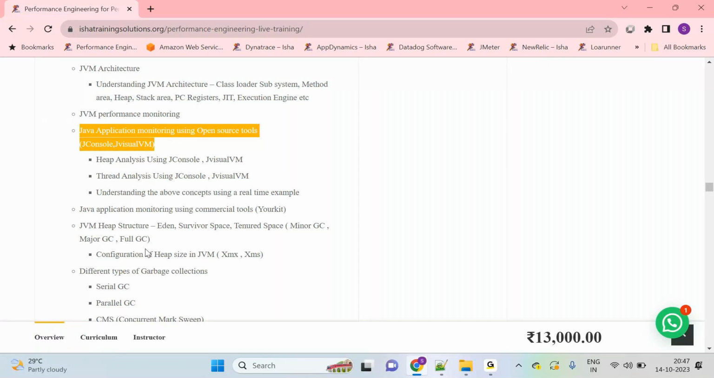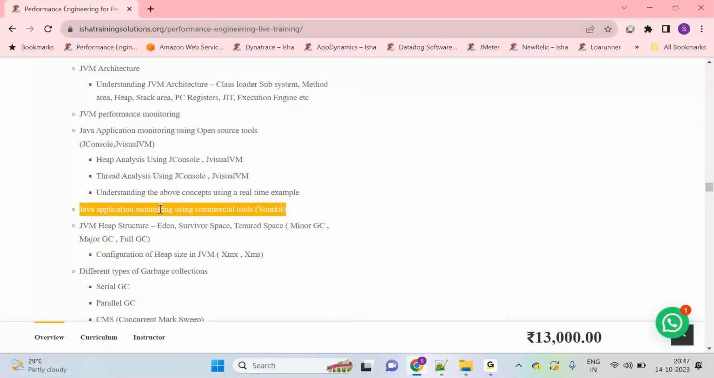Along with that, we are going to use another commercial tool, not only open source options. JVisualVM and JConsole are the open source options. I am also talking about a commercial solution, which is called YourKit Java Profiler. YourKit Java Profiler is a commercial solution. Through it, we are going to learn about JVM monitoring.